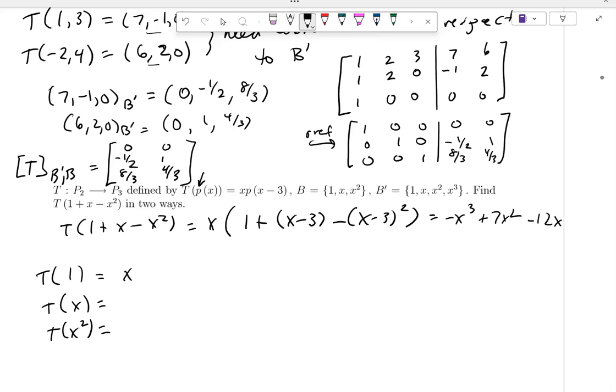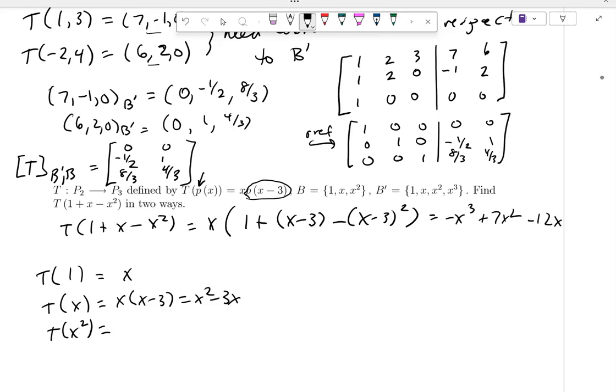You just get x, right? This says plug in x minus 3 for x. There aren't any, so p of x minus 3 is just 1 times the x. The next one would be x times x minus 3. The transformation says take out the x, put in x minus 3, and multiply the result by x.